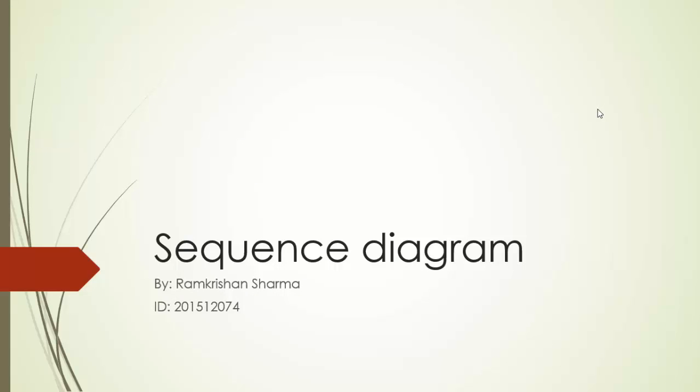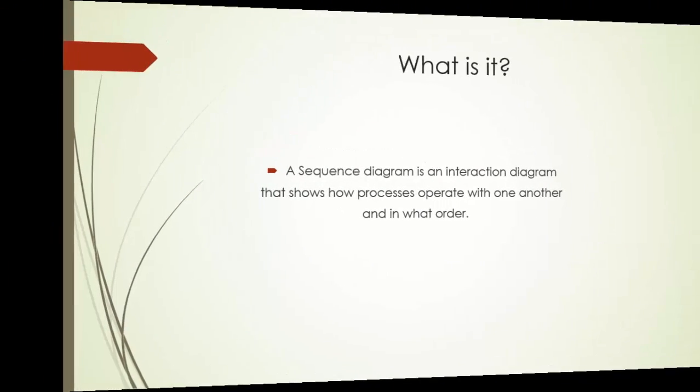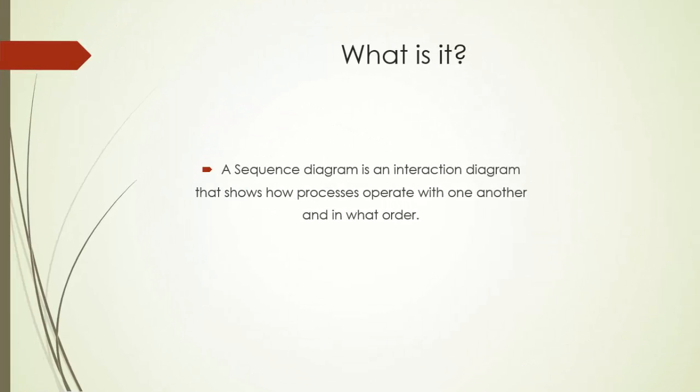Thank you, Kapil. Hi, my name is Ramkrishn and my ID is 74. Now I am explaining the sequence diagram. What is a sequence diagram? A sequence diagram is an interaction diagram that shows how the processes operate with one another and in what order they communicate.